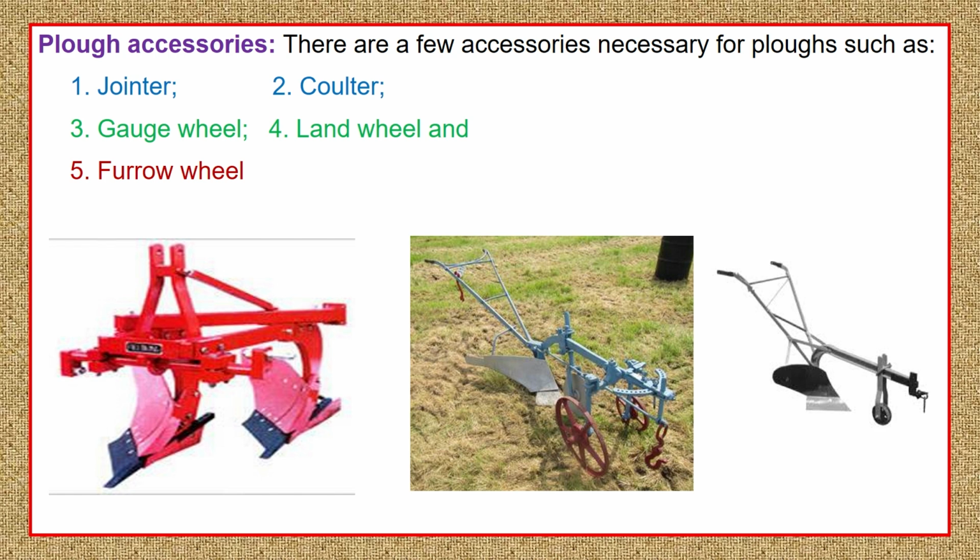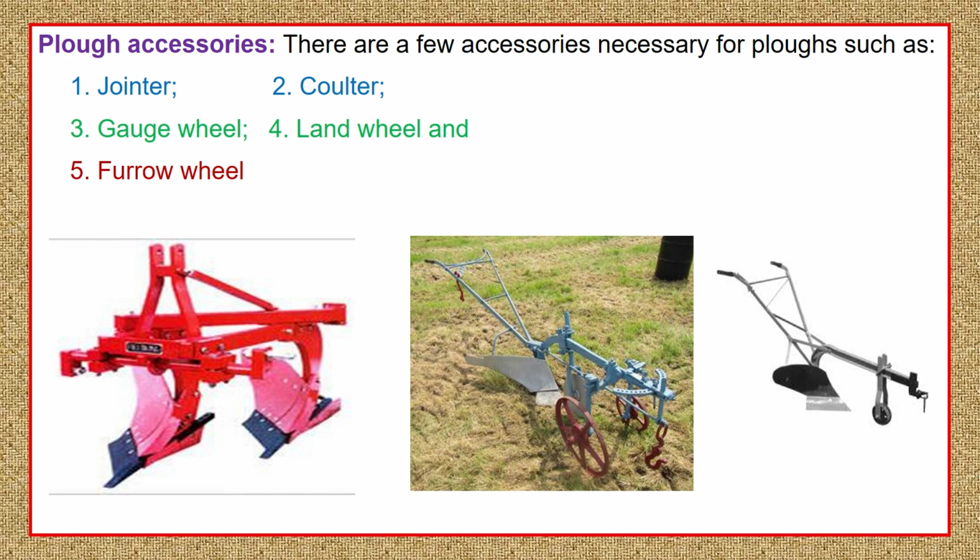Either the plough is equipped with the jointer or the coulter, because both are used to serve the same task. The jointer is a miniature type of plough. It is always placed in front of the main plough bottom, and as the plough is pulled, the jointer will penetrate first into the soil to a very shallow depth, and it will remove small ribbon-like soil furrows in front of the main plough.